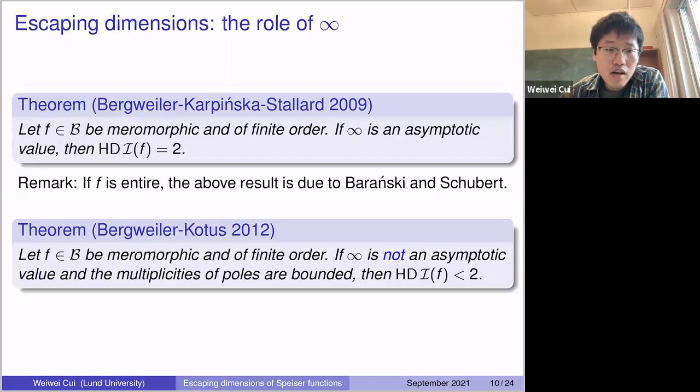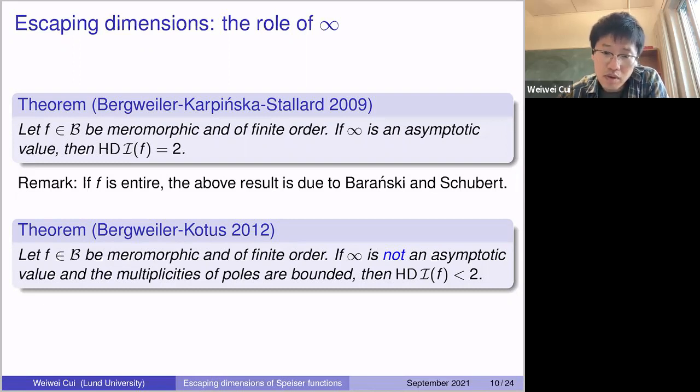On the other hand, if infinity is not an asymptotic value, it could happen that the Hausdorff dimension of the escaping set is not 2 anymore. In results by Weiwei Cui, Kotus, and Stallard, they show that if infinity is an asymptotic value you have dimension 2. In the entire function case, it was due to Bergweiler and Schubert independently. In the second result by Bergweiler and Kotus, if infinity is not asymptotic, they put some restriction on the multiplicities of poles.